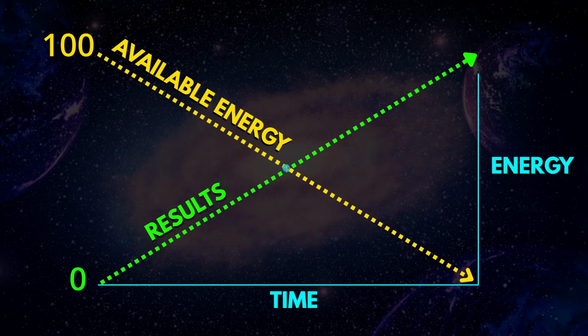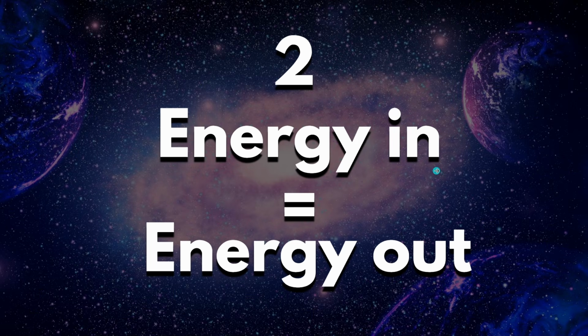And at this point right here, we have 50% of the available energy left, and exactly the other 50% is transformed into the results that you want. And then eventually you will have 0 energy left and you have everything transformed into the result. But I hope it makes sense that energy cannot just disappear out of the universe. It can only be transformed from one form to another.